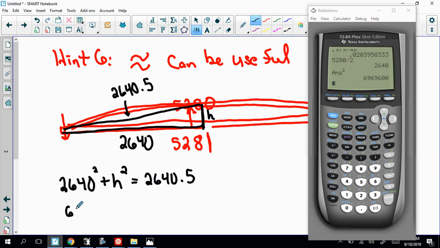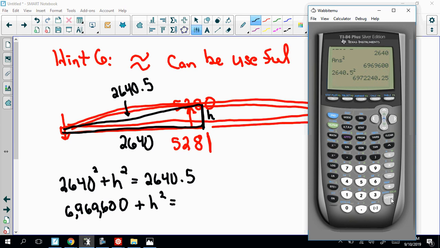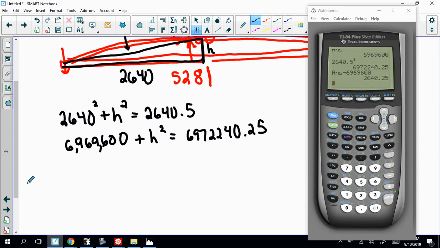Whoa, 6,996,000. So 6,969,600 plus h squared equals 2640.5 squared, minus the 6,969,600. So h squared equals 2,640.25.